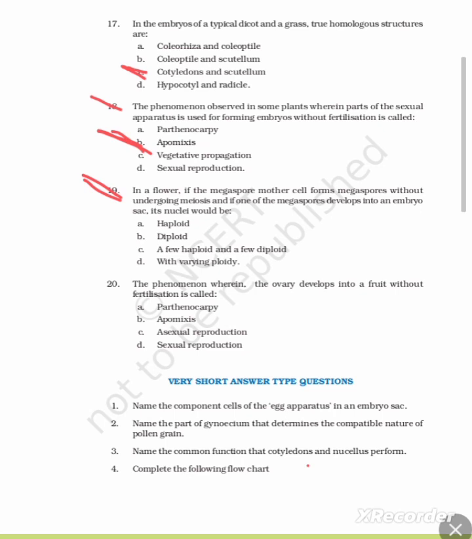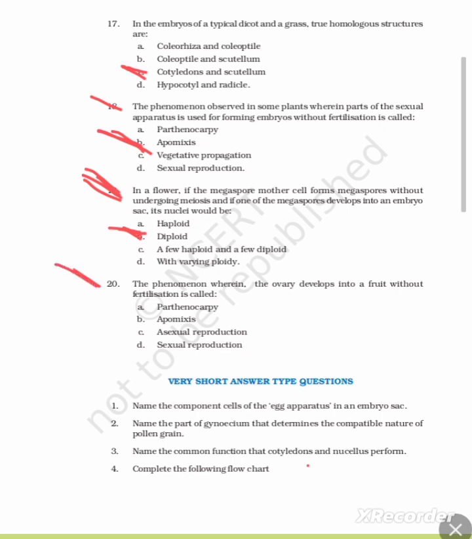In 19th question, in the flower, if the megaspore mother cell forms megaspore without undergoing meiosis, megaspore mother cell is diploid and normally it produces haploid megaspores. But here it is not undergoing meiosis, and if one of the megaspores develops into embryo sac, its nuclei would be definitely diploid because the megaspore mother cell did not undergo meiosis.